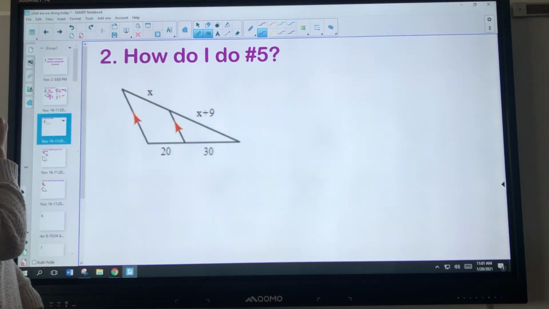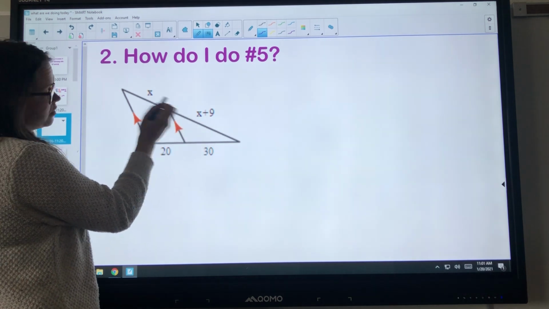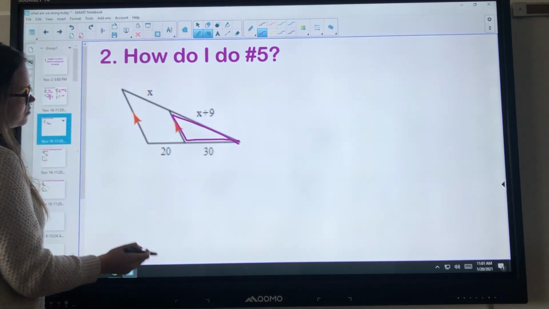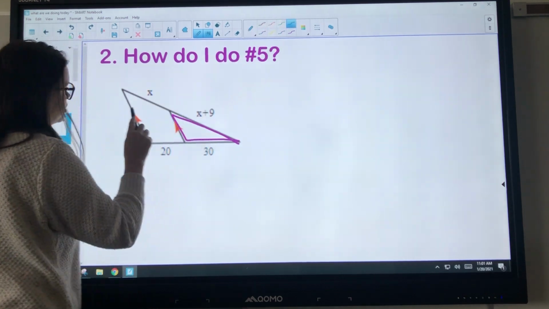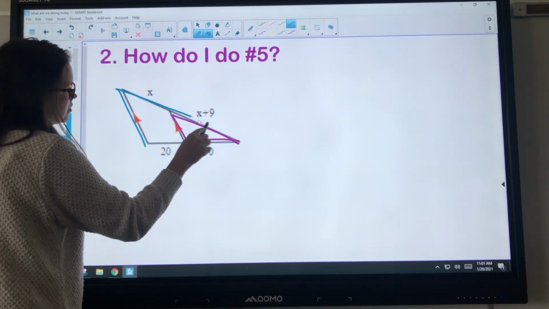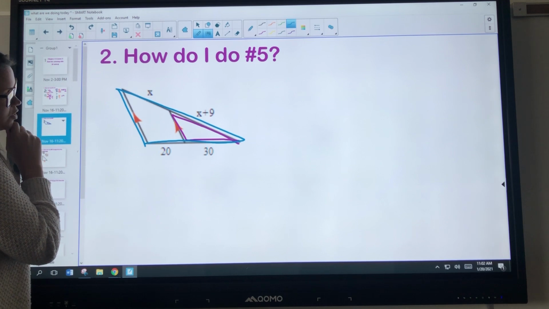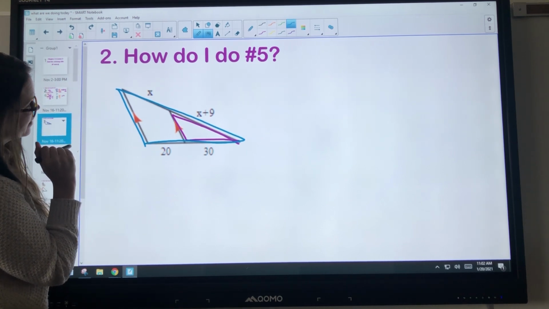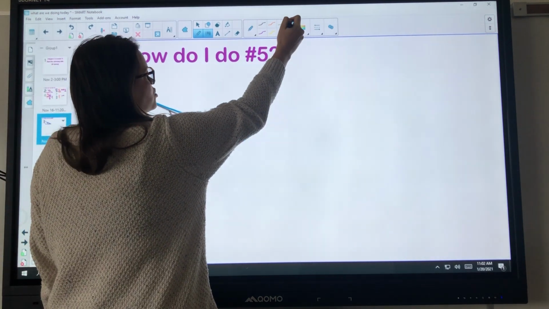All right, now how do I do number 5? It's the same exact thing, except there's an x plus 9 there. So here's the little triangle, and then here's the big triangle. So they're saying the purple triangle is similar to the blue triangle, solve for x, okay? So again, there's a million ways to set this up. I'm just going to show you one.